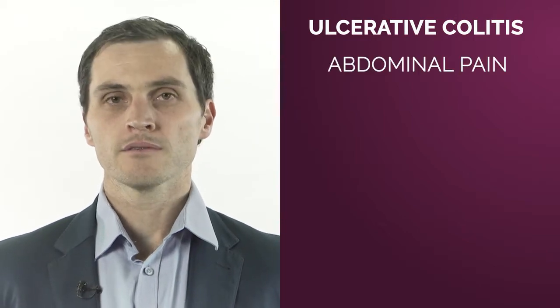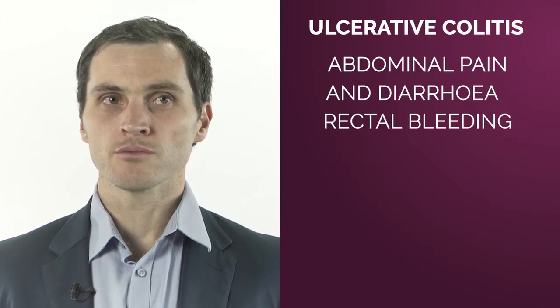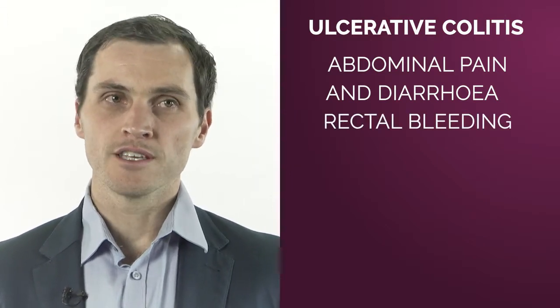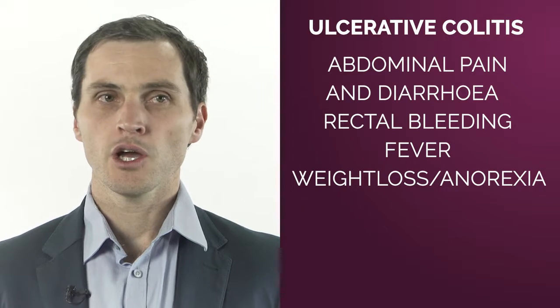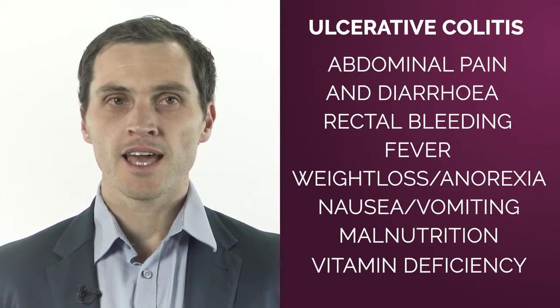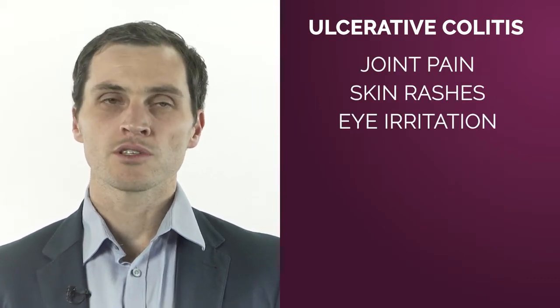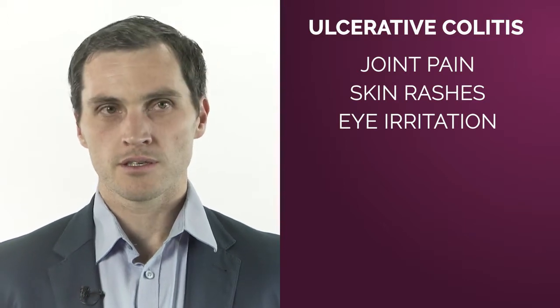Now, ulcerative colitis affects mainly the large intestine. The characteristic presentation in ulcerative colitis, again, is abdominal pain and diarrhea, and again, it may be associated with rectal bleeding. There can also be fever, weight loss and anorexia, nausea, malnutrition, vitamin deficiencies, and can also involve joint pain, skin rashes, or even eye irritation, which speaks to the autoimmune nature of the disease.